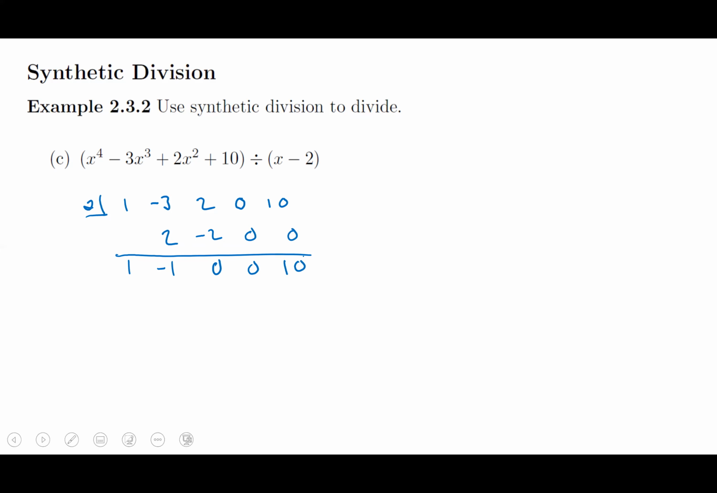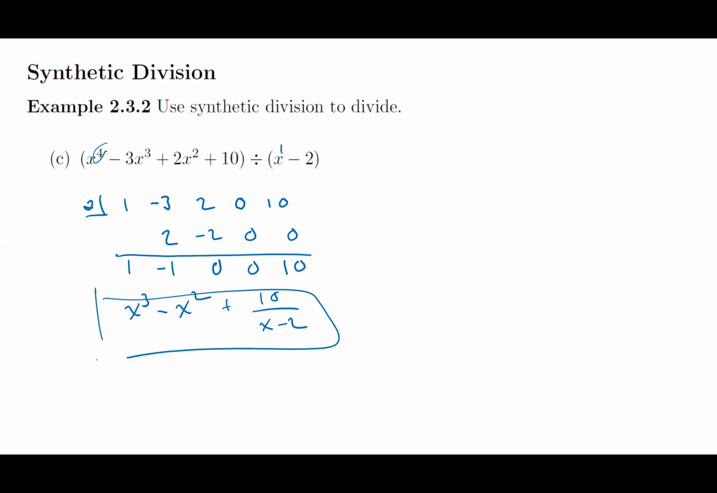And so again, we have x to the 4th over x to the 1st. So this is x cubed. This is x squared. And then 10 over x minus 2. All right.